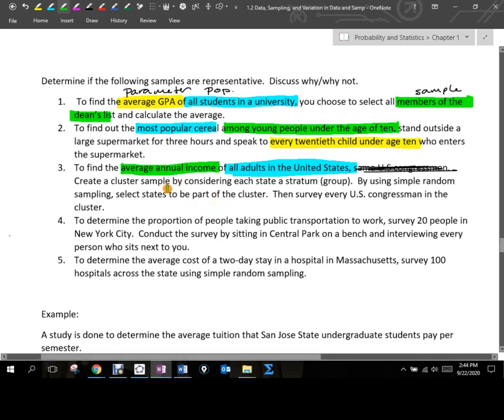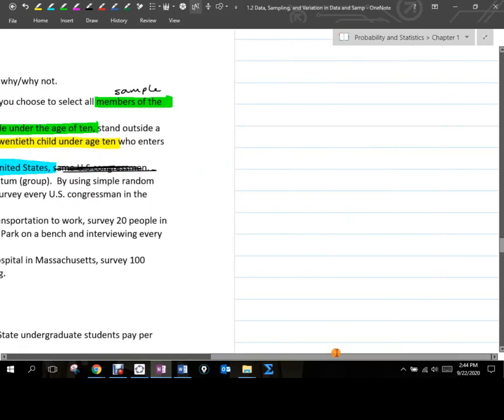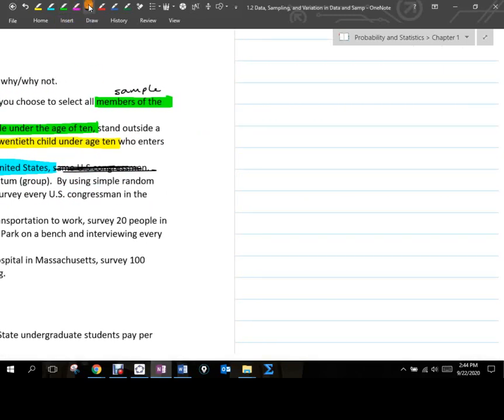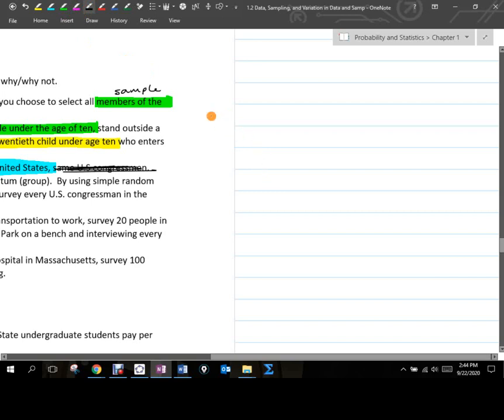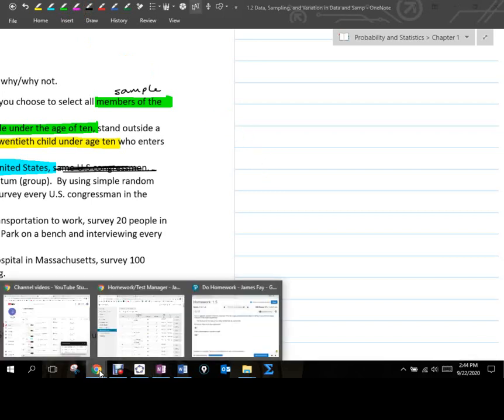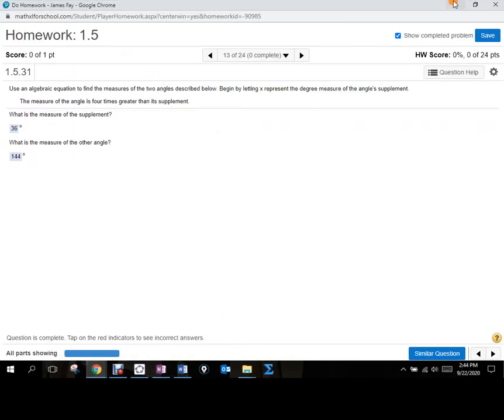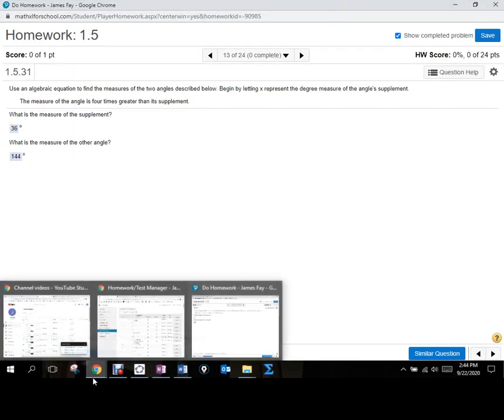It says create a cluster sample by considering each state a stratum, which is our groups, right? They're already defined groups. And then by using simple random sampling, select states to be part of the cluster. Okay. So this is kind of the structure that they're going through. So I'm not even going to try to draw the United States. Let's just get a picture here.